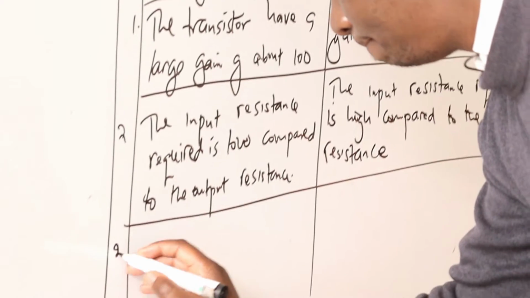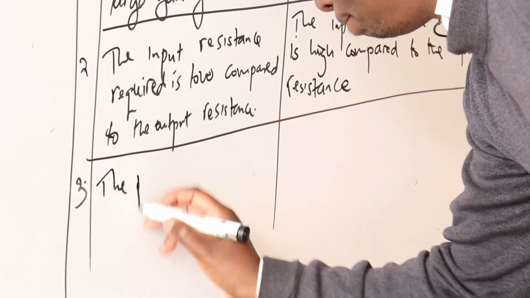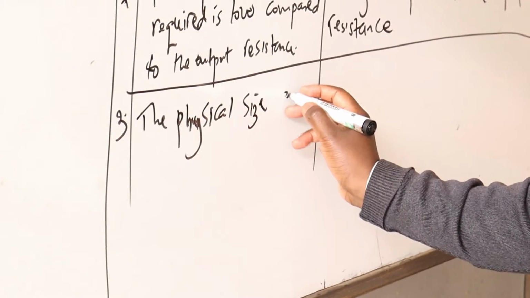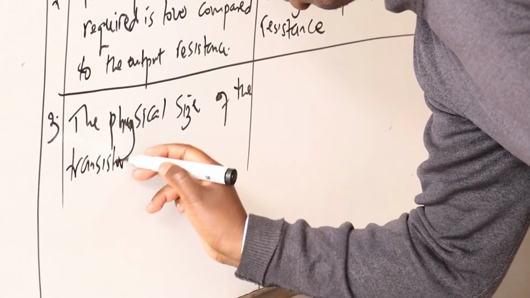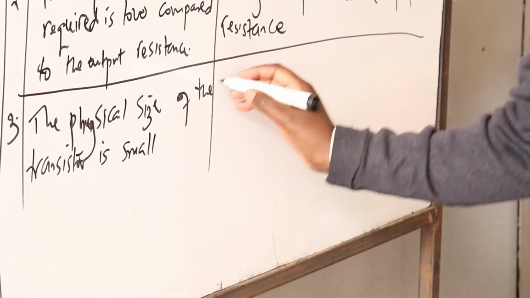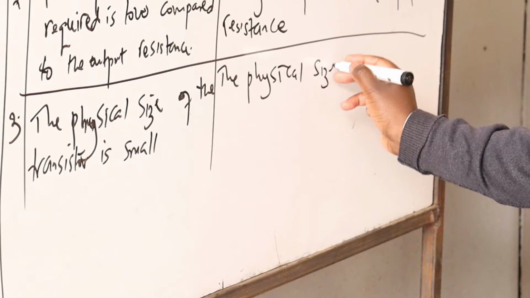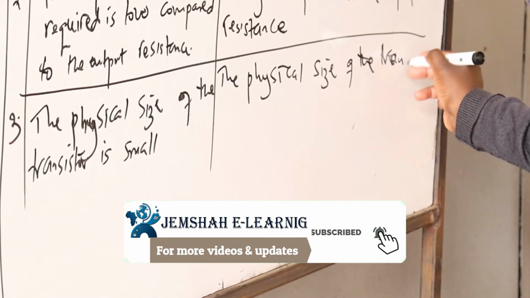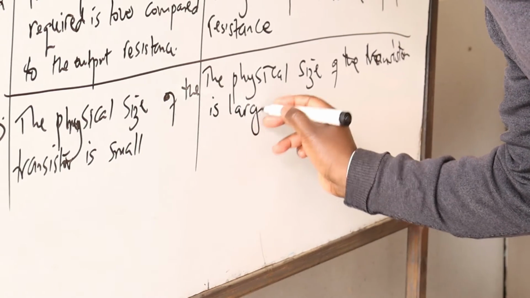Now, third difference here. The physical size of the transistor is small, and here the physical size of the transistor is large.